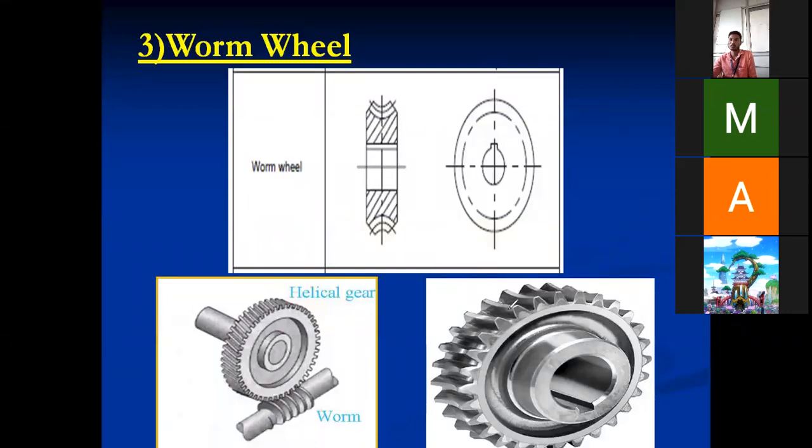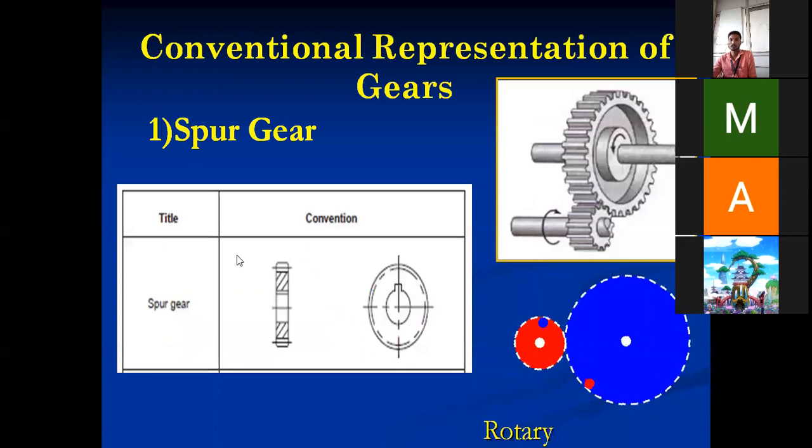The top surface of the teeth is the main difference. In the case of the spur gear, how was it? It was straight, if you are remembering. In the case of the spur gear, this was straight. So this one you have to remember. It is a straight spur gear.